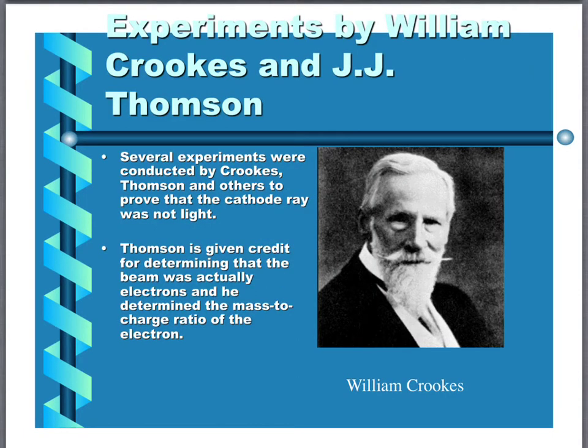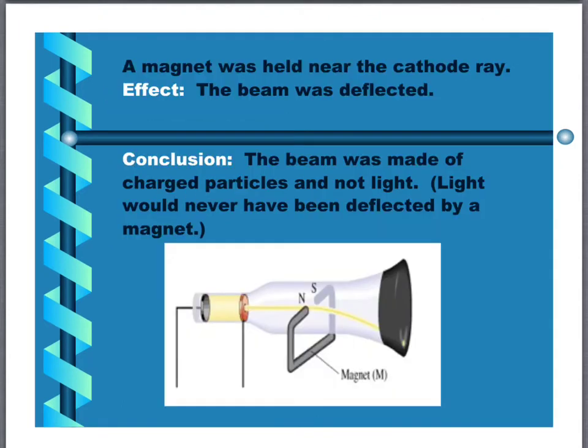This is a picture of William Crookes. He developed the cathode ray tube. It used to be called the Crookes tube prior to JJ Thomson working with the device. Crookes also did several experiments with the cathode ray tube, but it was actually JJ Thomson who's given credit for determining that the electron existed and what its charge to mass ratio was.